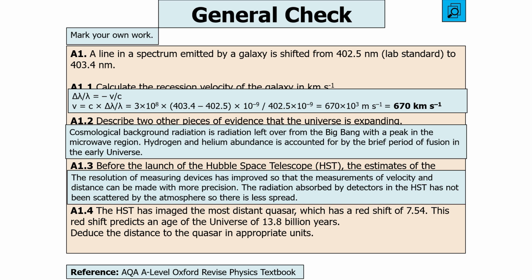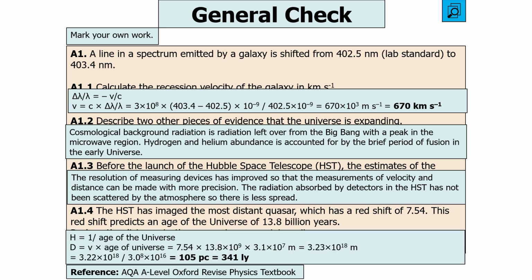Now the next one, we know our Hubble constant is 1 over the age of the universe, which we can link into because we know that D is equal to V times the age of the universe. We can pop in all the values, work it all through, and we get 341 light years.